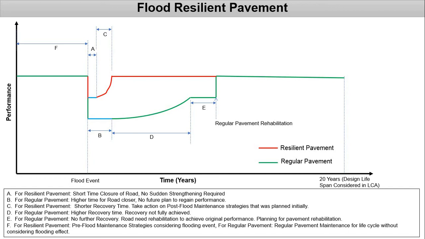However, if you look at the regular pavement, time span E represents that after a certain amount of time the regular pavement is not capable of further recovery. So that's why it's time to rehabilitate it. At this time, we need to plan everything: what type of treatment it requires, what resources we need, what maintenance strategies are required, and all that. So that's why it takes a larger time, time span E, compared to the resilient pavement.